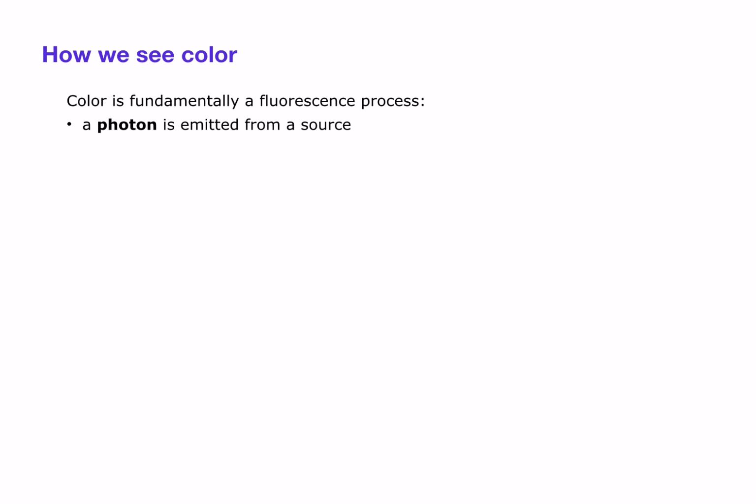We're going to begin with the physics of color itself. Color, like X-ray fluorescence, is itself fundamentally a fluorescence process. First, a photon is emitted from a source.